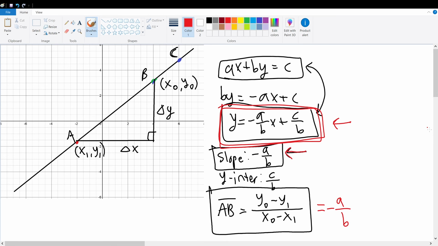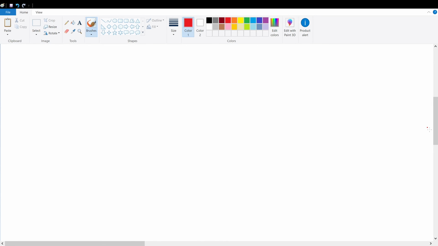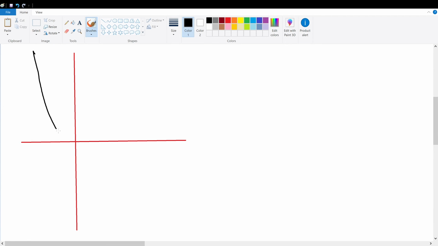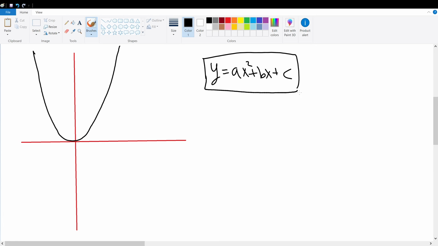Moving on to a much harder example. For starters, let's draw our y and x intercepts. Instead of having a line where the average rate of change between every single point on it will be the same, let us take the example of a parabola. Let's say this parabola is y equals ax squared plus bx plus c. This is the general formula for any parabola.